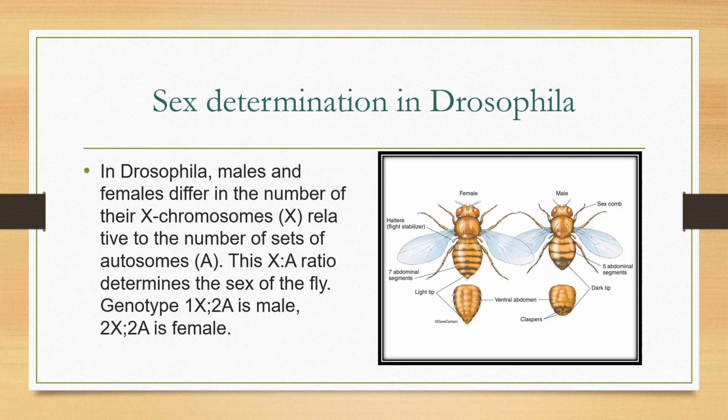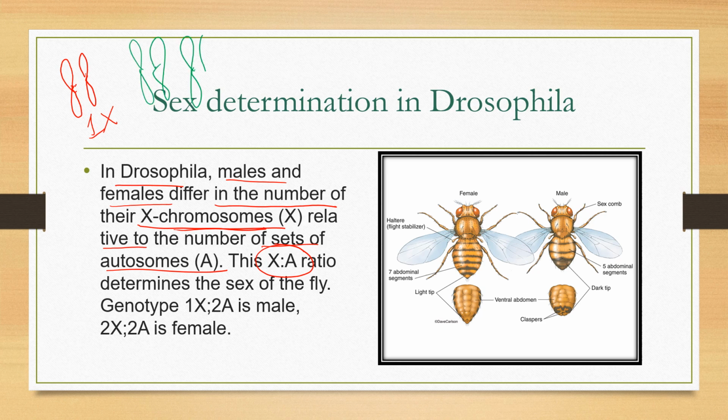So this is what we want to know about the sex determination of Drosophila. In Drosophila, the males and the females differ in the number of their X chromosomes relative to the number of sets of autosomes. So it is like the X to A ratio. Suppose I am drawing the X chromosome, and this is one set of X chromosome, and here with another color I am drawing 2 sets of autosomes. So this is 1X is to 2A. This is the genotype of a male. This is a male Drosophila.